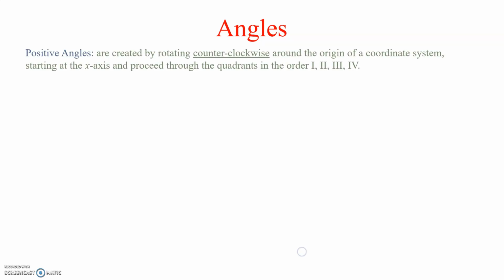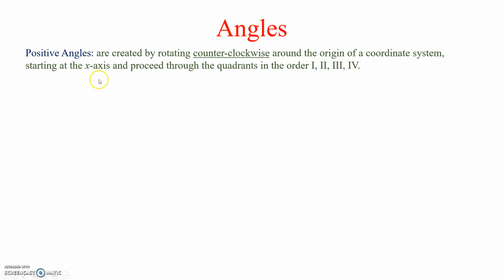Okay, in this video lesson, we'll be looking at angles and eventually segue into coterminal angles. So we'll start with angles. First of all, we're looking at two different types of angles, positive angles and negative angles. Positive angles are created by rotating counterclockwise around the origin of a coordinate system.